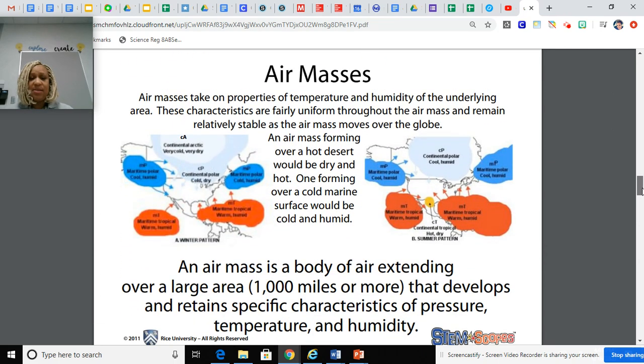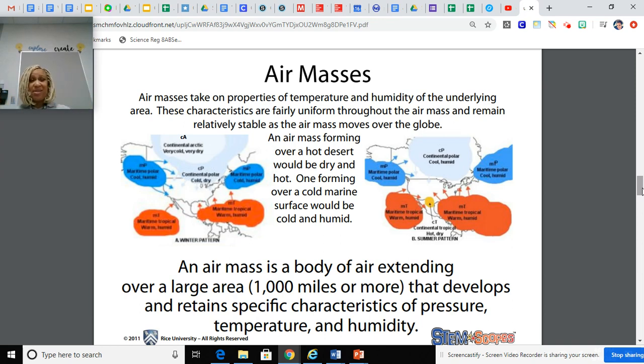Air masses take on properties of temperature and humidity of the underlying area. These characteristics are fairly uniform throughout the air mass and remain relatively stable as the air moves over the globe. An air mass forming over a hot desert would be dry and hot. If you've ever been to Las Vegas, it is hot out there, but it is dry.